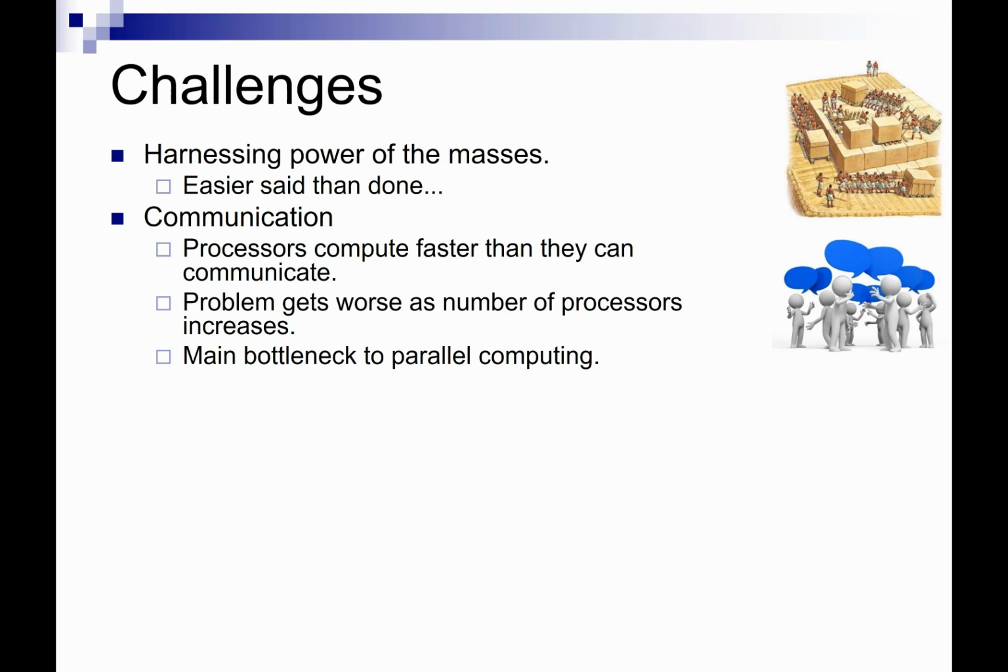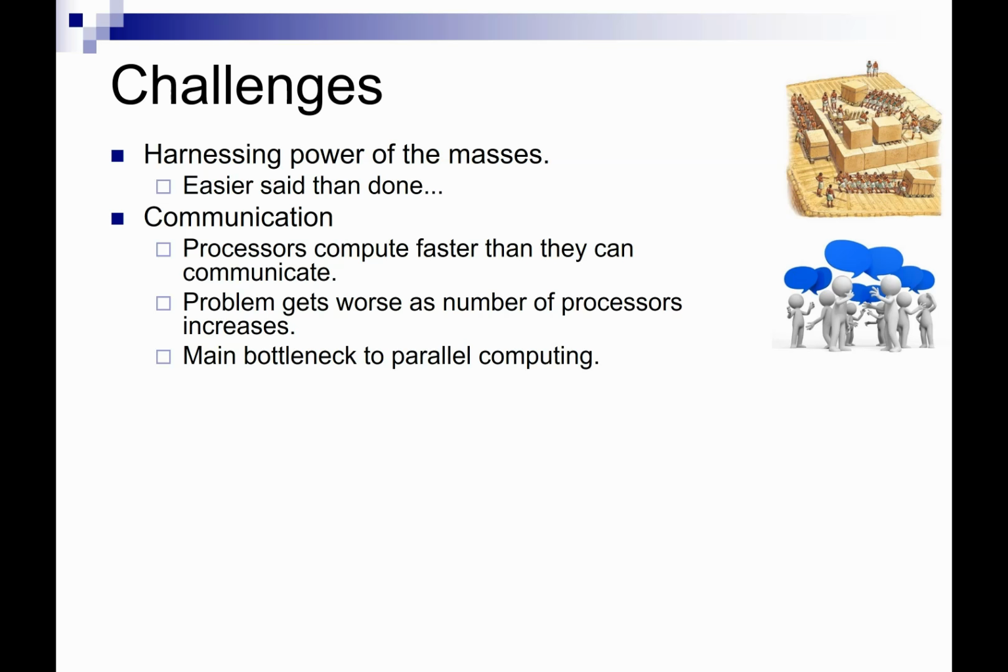Communication is hard because, first of all, processors can compute much faster than they can communicate. In each second, your processors can do many, many computations, but they're not able to pass the results of all those computations to other processors. There's a bandwidth limit on how much your processor can communicate. Furthermore, when you have multiple processors, the amount of communication increases very quickly, so this communication bottleneck gets much worse as the number of processors increases.